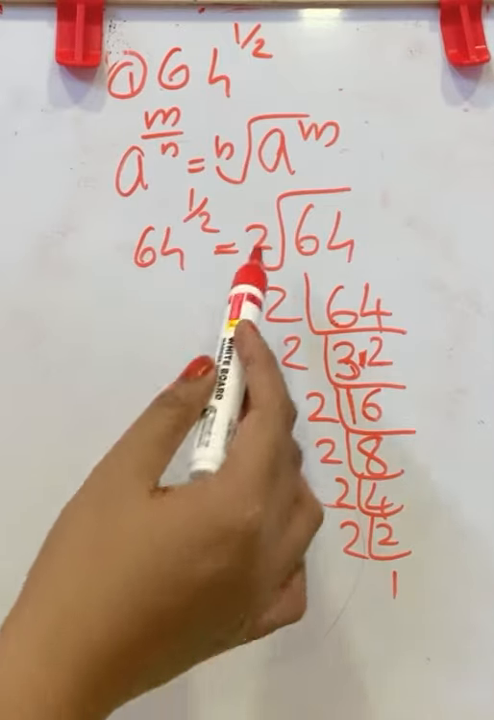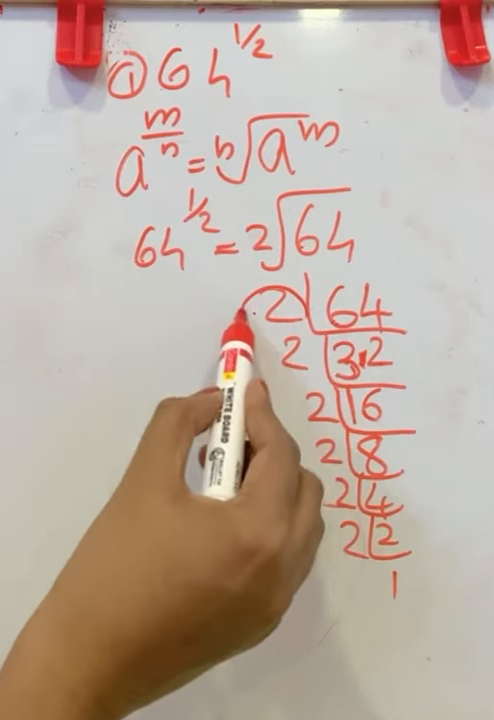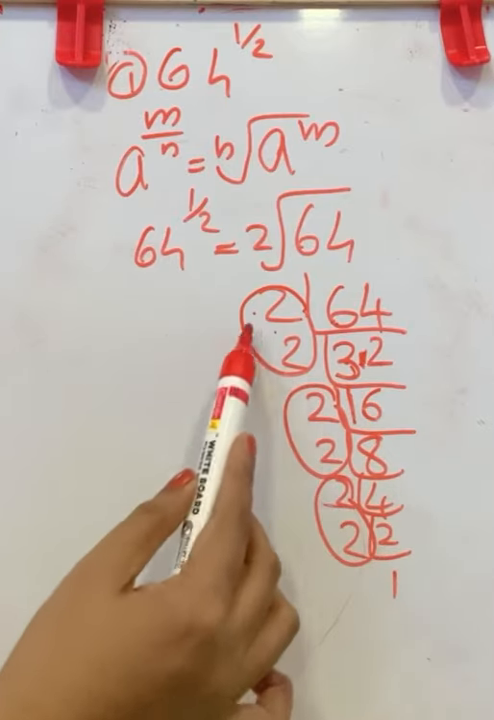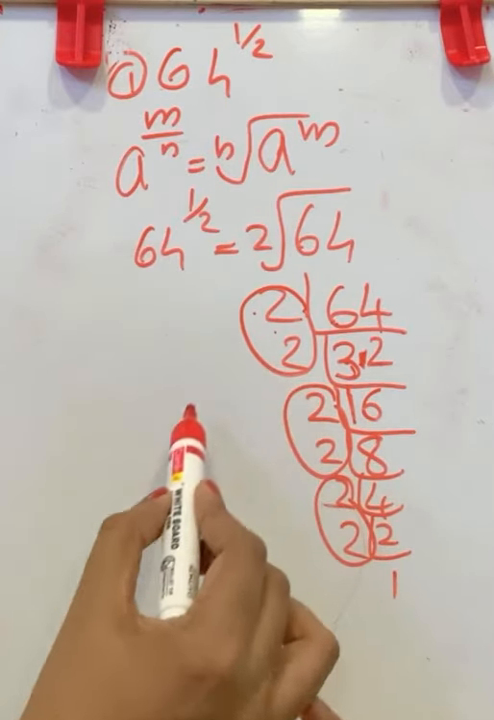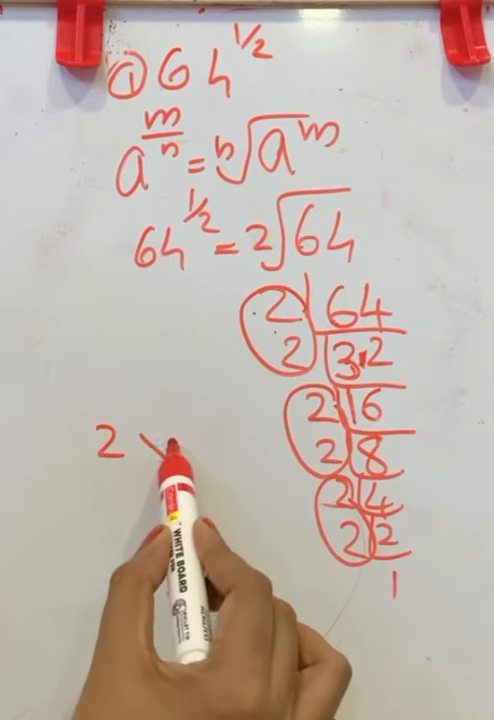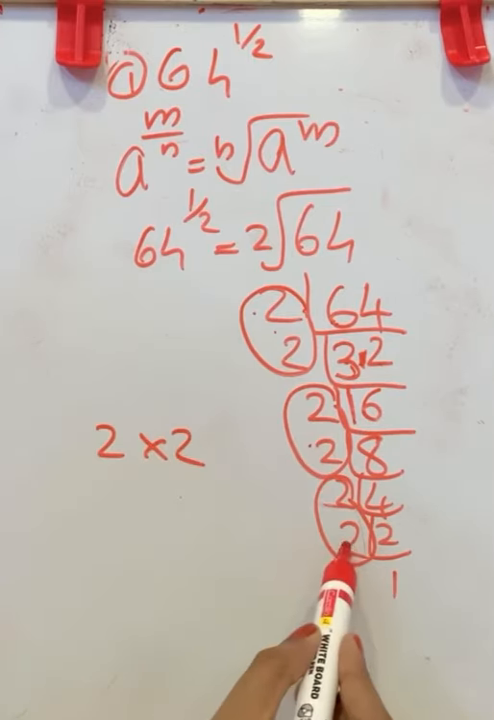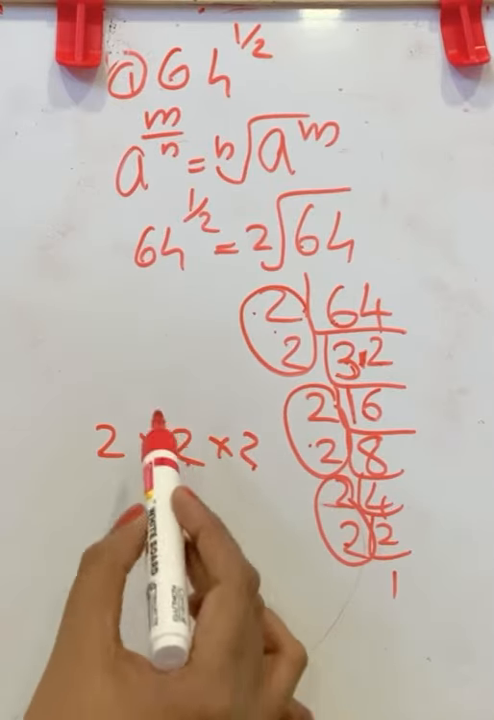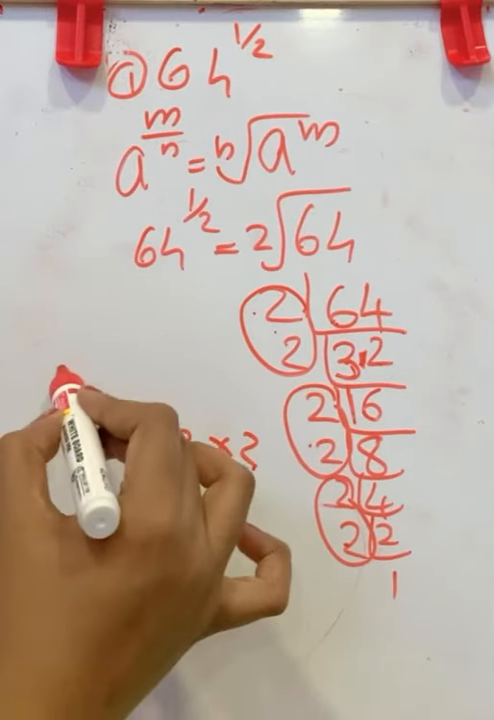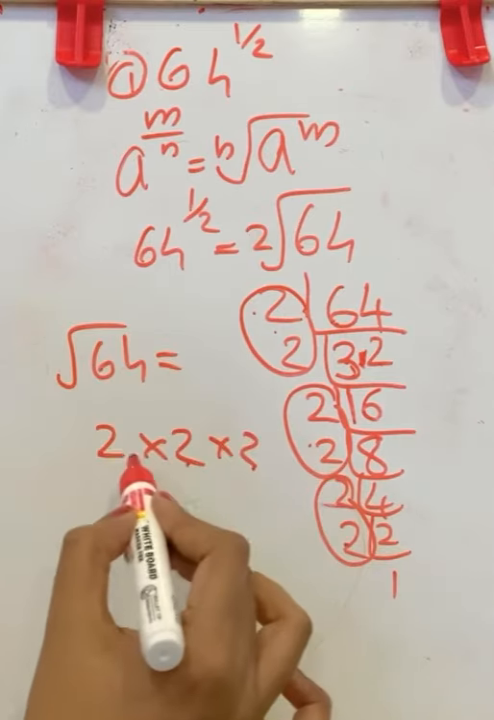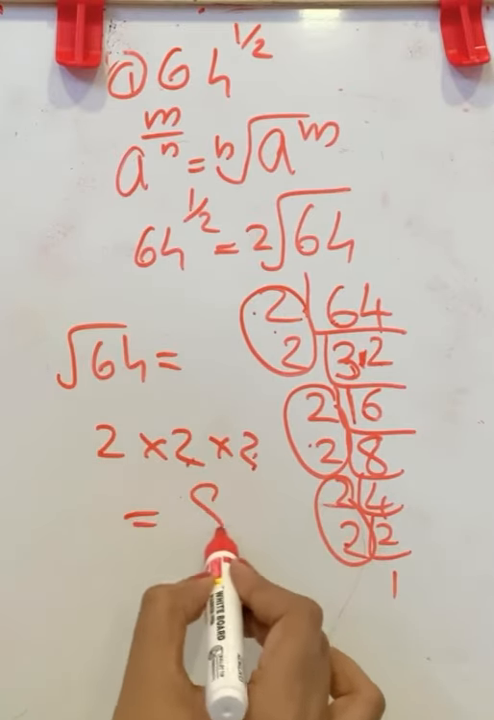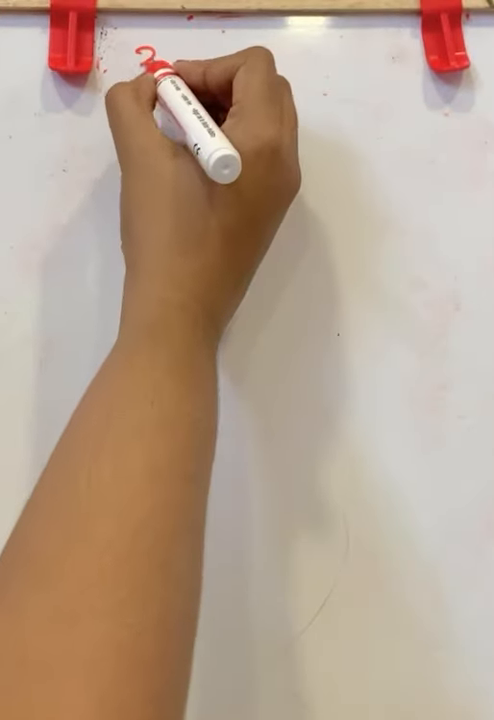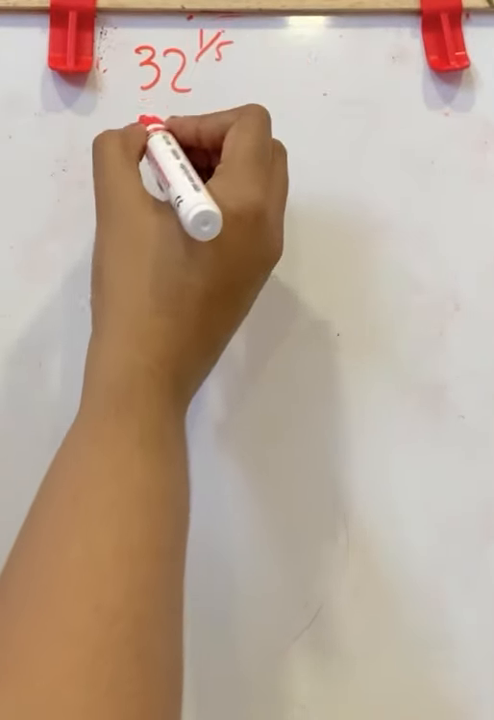Now while finding square root, we have to pair numbers. We are pairing and taking a number from each pair. From this pair we take a 2, from the next pair another 2, and from the next another 2. So 3 2s we get, 2 into 2 into 2. That is the square root of 64, which is equal to 8. 8 is the answer. Next is 32 raised to 1 by 5.